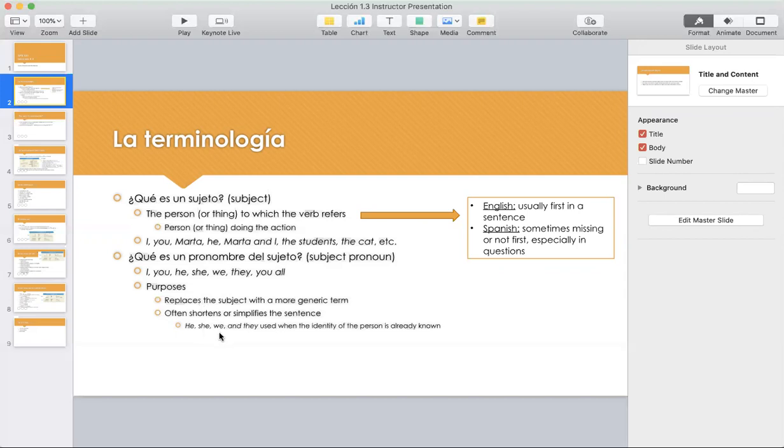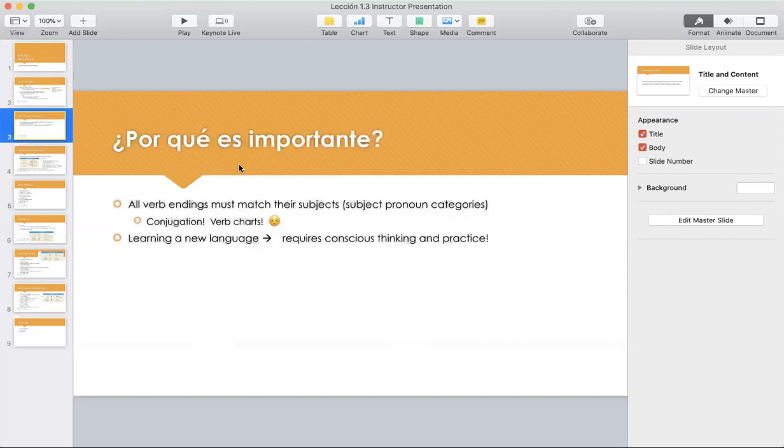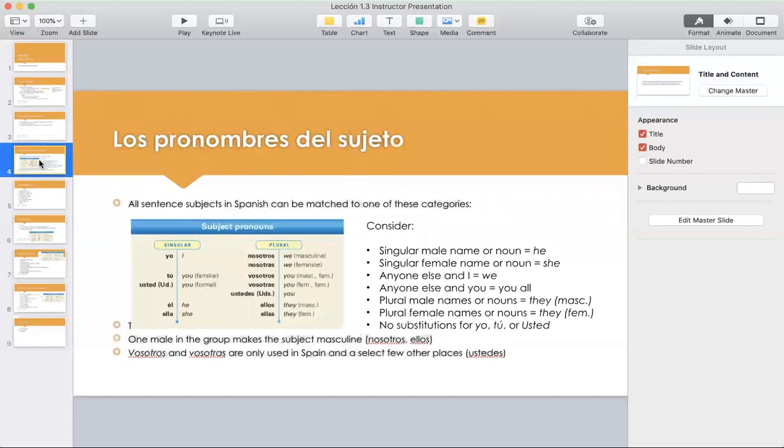He, she, we, and they are used when the identity of the person is already known, right? So as not to be redundant. ¿Por qué es importante? All verb endings must match their subject. So again, learning a new language requires critical thinking and a lot of practice, because you will notice how the Spanish, el español, es muy diferente que el inglés. So you're going to notice that.